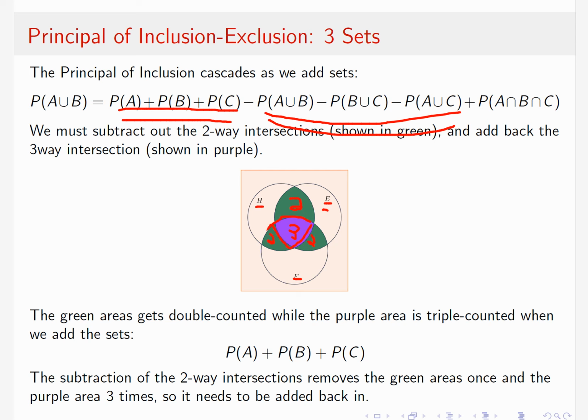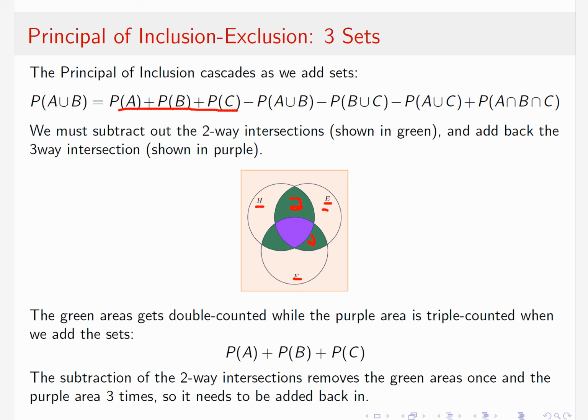So it's added 3 times, subtracted 3 times. So we have to add it back in. Okay, so the greens have to be subtracted out twice each, but that subtracts out all the purple that we had. So we have to add it back in. All right. That's what we mean by cascading.